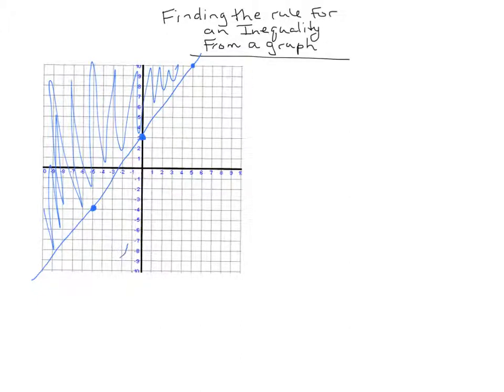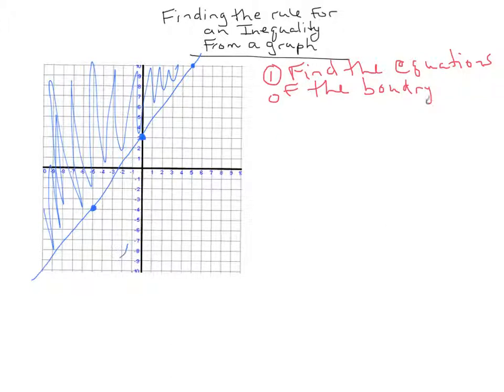So the first step to doing that is to find the equation of the boundary line. So that's just the line that makes up the edge of your inequality. And you already know how to do that because you're just finding the equation of a line. So in order to do so, you need to have 2 points. Okay. Here's one point that we could take off pretty easily.